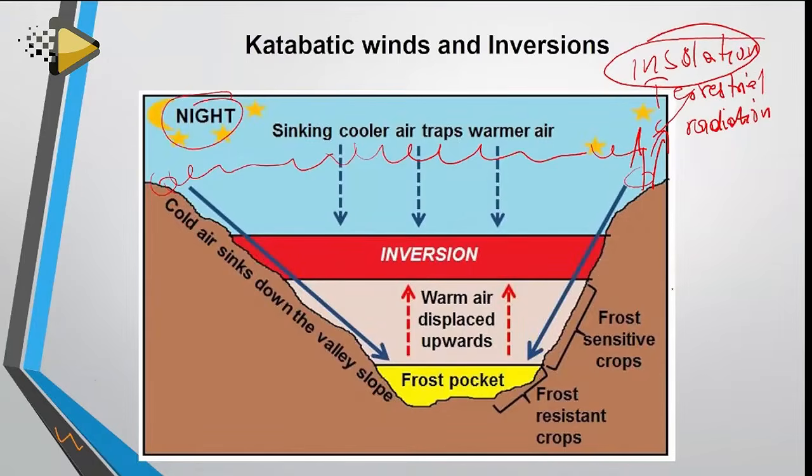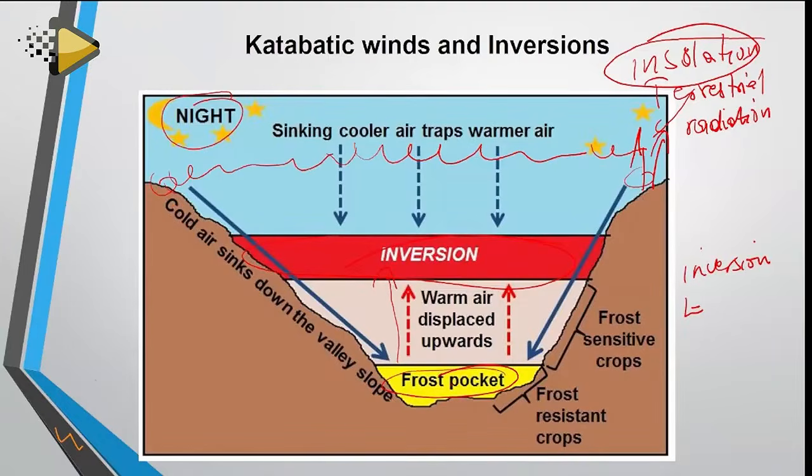Because now, what do we have here? We have cold temperatures here. Then we have warmer temperatures here. What has happened here? This process, we call it temperature inversion. You see, temperatures are lower here, but temperatures are higher here. So we call this process temperature inversion. So it means now the temperatures are increasing with an increase in altitude. So we call it temperature inversion.